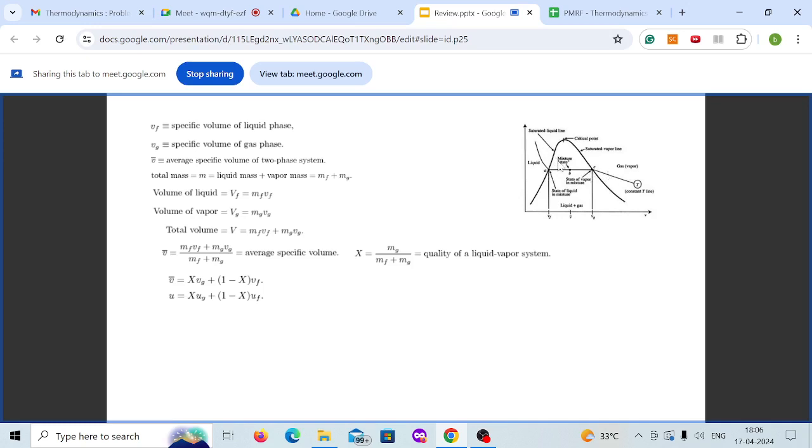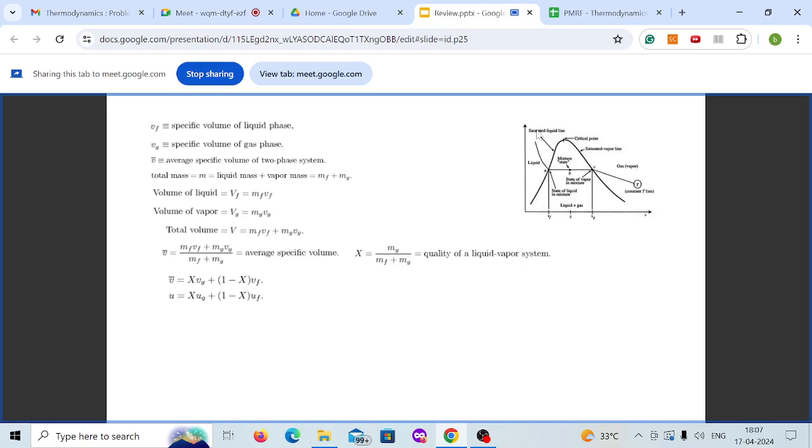If you say constant temperature, this is plotted in a PV diagram. So the constant temperature line looks like this. On the left you have a liquid, and on the right you have a single-phase vapor, and inside the dome you have a two-phase mixture of liquid and vapor. At the top you have the critical point, and the left line is the saturated liquid line, and your right line is the saturated vapor line.